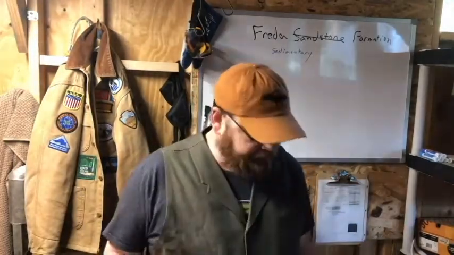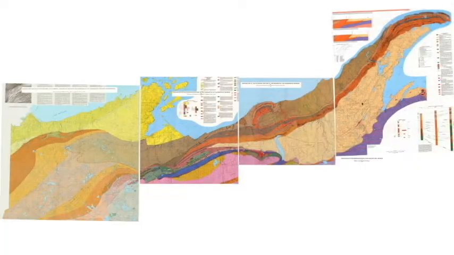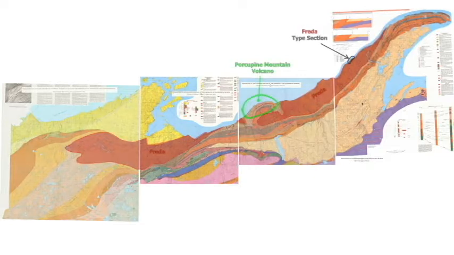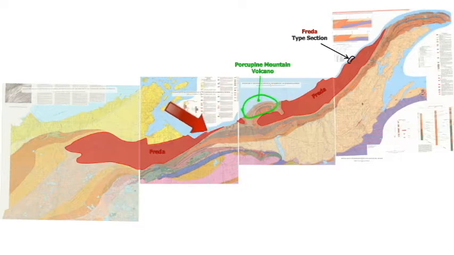So the basic question was, how do I know where to go? And that is actually not a very simple question. It is a very complicated one. Now, the Freda Sandstone or formation is exposed from not that far from my cabin, way up on the Keweenaw, all the way down through the UP, following Lake Superior, through the northern tip of Wisconsin.